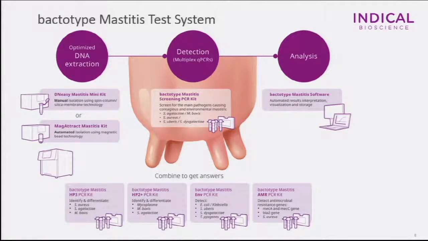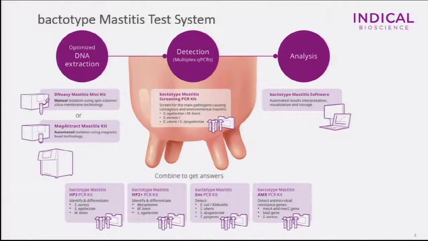And either one of those can be combined, for those who would like to see these environmental mastitis pathogens as well, with the environmental PCR kit, which detects in channel number 1 E. coli and Klebsiella. In channel number 2, it detects the Strep uberis, in channel number 3, the Strep dysgalactiae, and in channel number 4, the Trueperella pyogenes.